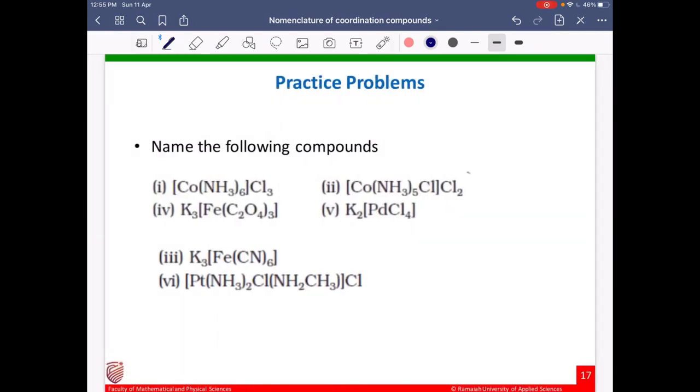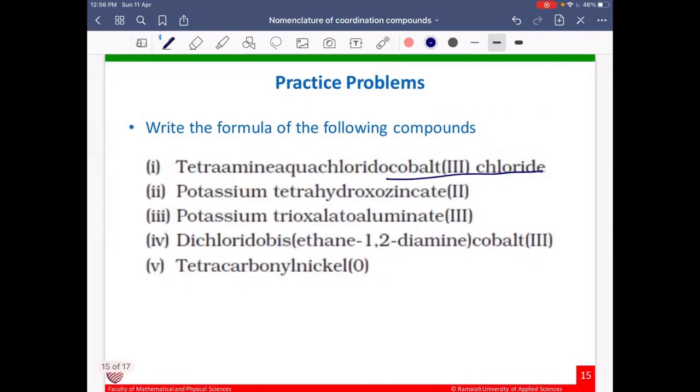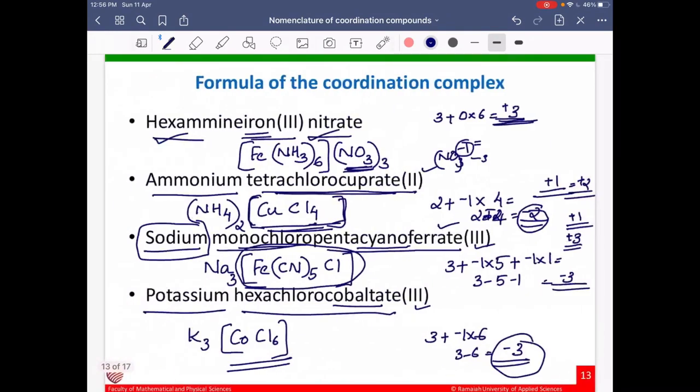Another practice problem: name the following compounds. [Co(NH3)6]Cl3, [Co(NH3)5Cl]Cl2, K3[Fe(C2O4)3], K2[PdCl4], K3[Fe(CN)6], [Pt(NH3)2Cl(NH2CH3)]Cl. So these are the practice problems that you can perform yourself after learning the initial portion of this lecture.